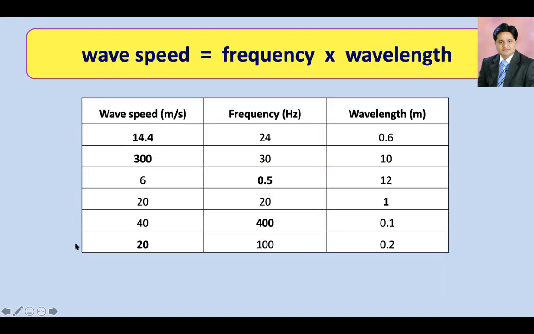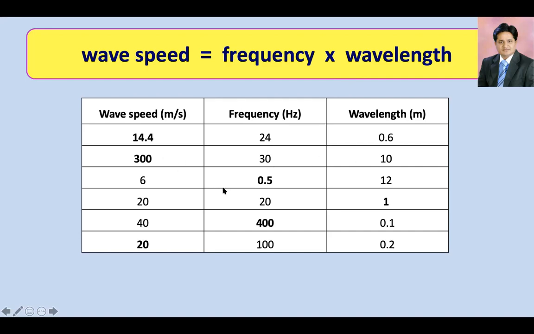Okay, now when you try solving, all you have to do is rearrange this formula. The first one is wave speed is frequency times wavelength. You need to calculate the wave speed. So all you have to do is multiply 24 times 0.6, and you get 14.4. The second one, again, you are asked to calculate the wave speed, and wave speed or wave velocity is frequency times wavelength. So that would be 30 times 10, which is 300.